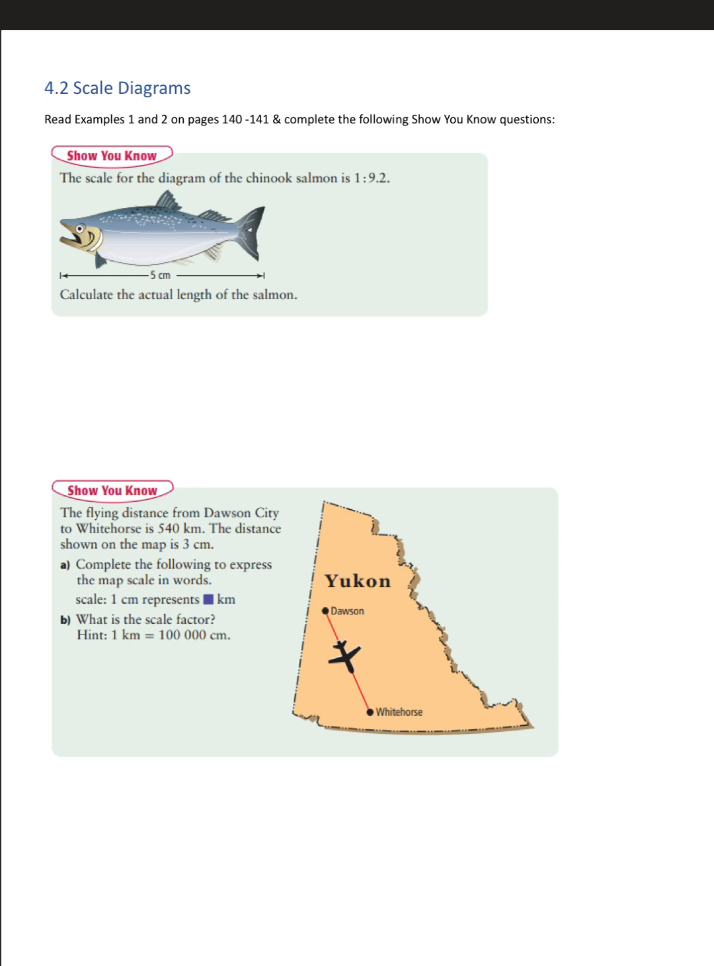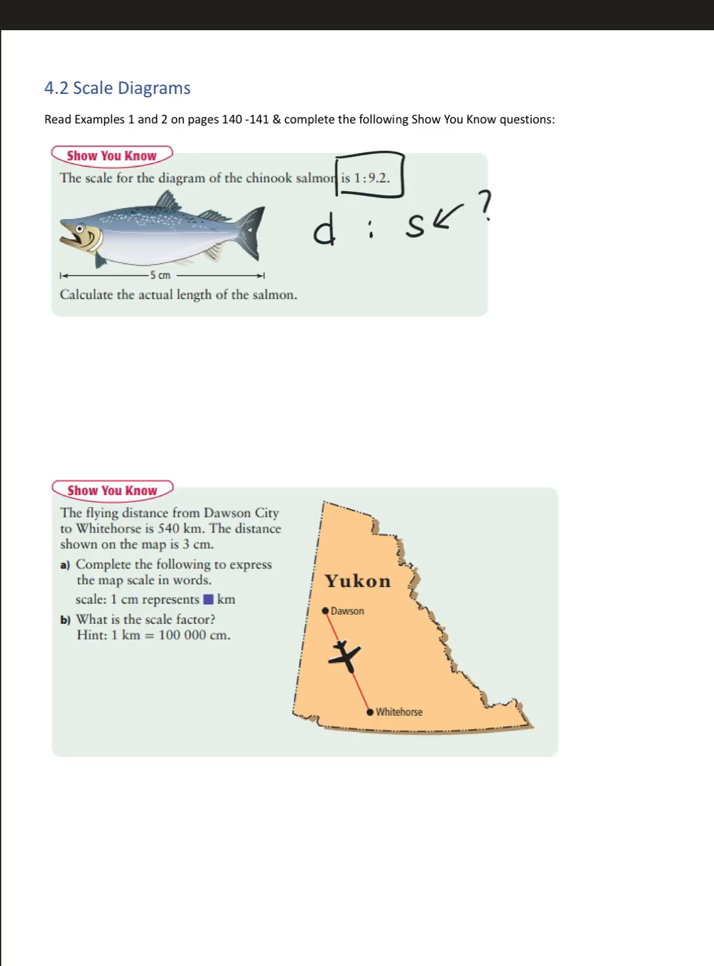First thing to understand is being clear on what we're being asked. So we are looking to solve the length of the salmon in real life. So I'm going to do the diagram compared to the salmon. We are being tasked with finding the length of the salmon. We were also given the ratio of 1 to 9.2.